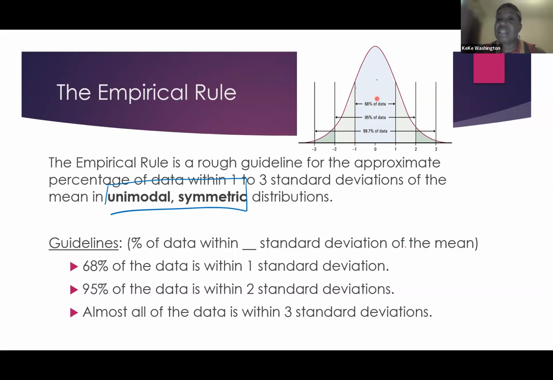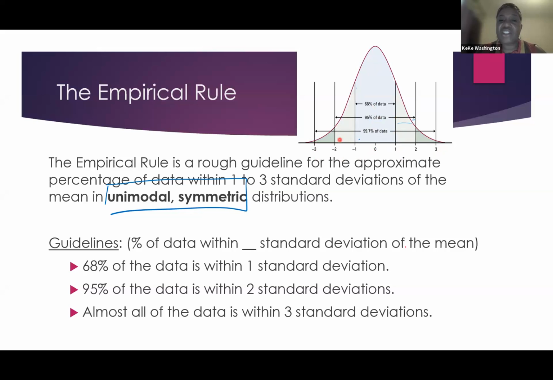Now we know the mean is in the center, right? This is symmetric, so we said the best measure of center is the mean. So it's right here. Standard deviation is distance away from the mean. So 95% within two standard deviations, 68% within one standard deviation. Within three standard deviations, again, that means 3 below and 3 above.